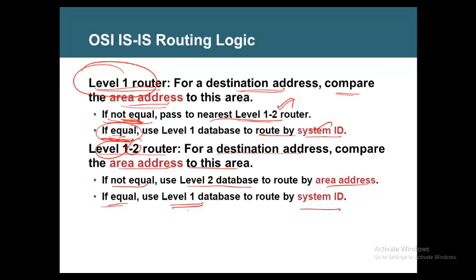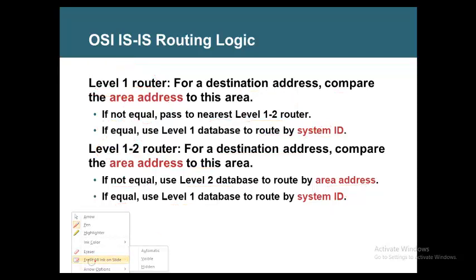Based on the system ID, it finds the location of the destination. So you need only these two databases. You don't have too many LSA types like what you used to have in OSPF. Just two databases, L1 and L2. That's it.